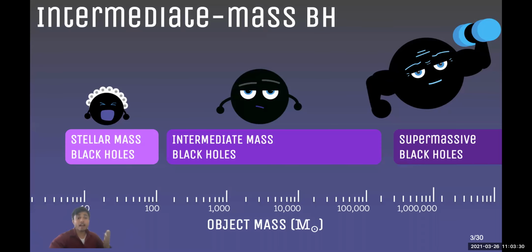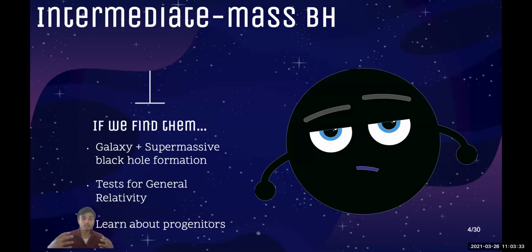Now, if we can find more of these intermediate mass black holes, we can use them to better understand how galaxies and supermassive black holes form. We can also use them to test general relativity and also learn more about the different scenarios in which they can actually form.